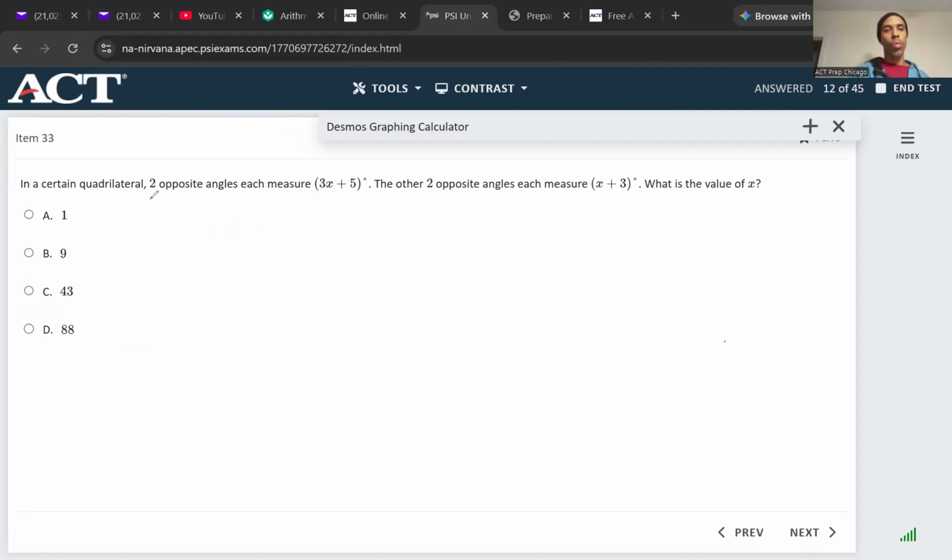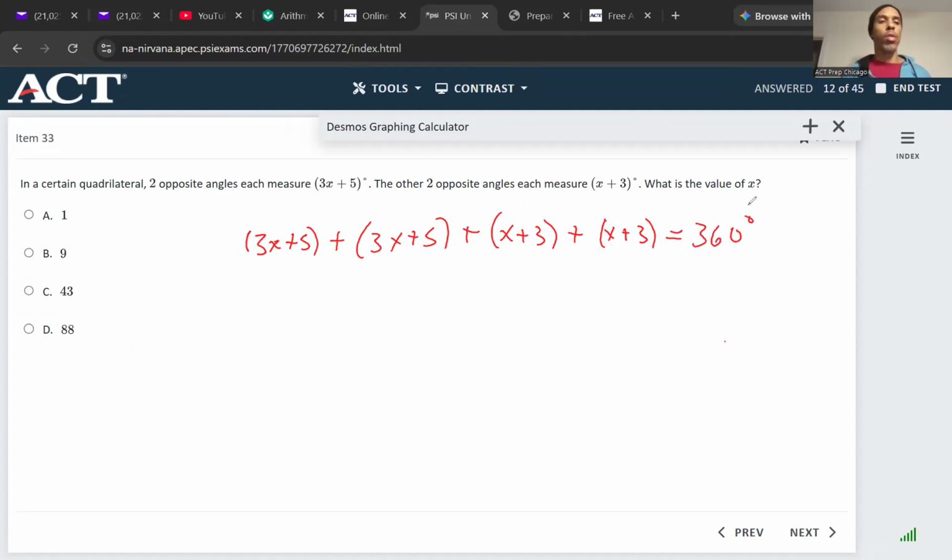So one angle, which is 3x plus 5, plus the other 3x plus 5, plus x plus 3, plus the other x plus 3 should equal 360 degrees, because the angles of a quadrilateral add up to 360. Now it's just algebra. So 3x plus 3x is 6x, plus 2x is 8x.